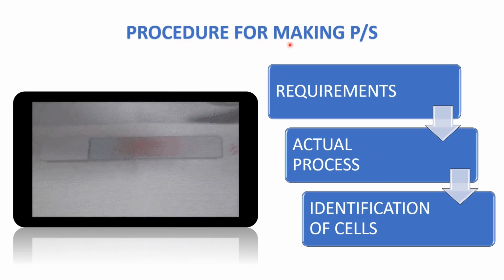The procedure of making a peripheral smear, as I said: we first have to make the peripheral smear and then count 100 WBCs. So what are the requirements of making the peripheral smear? What is the actual process of making a peripheral smear? And then how do we identify the various blood cells, that is WBCs, RBCs and platelets? These are the steps of the procedure.